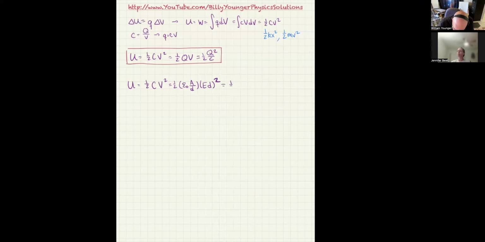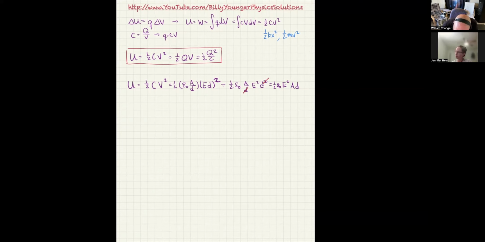Now we can take the 1/2 and the epsilon zero, and what we're going to have is A over D times E squared times D squared, and you'll see that this exponent of 2 will cancel with the denominator D, and now we have left 1/2 epsilon zero E squared times A times D.